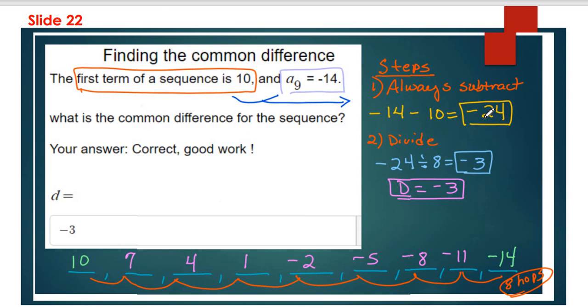Now, once you get this number, the second thing you're going to do is divide by the number of hops or steps it takes to go from the first term to the last term. And so I'm going to count 1, 2, 3, 4, 5, 6, 7, 8. It takes 8 jumps, 8 hops, 8 steps, whatever you want to say, to go from the first term to the last term. So I'm going to take whatever you get when you subtract and divide it. And I have a negative 24 divided by 8 gives you a negative 3. So my common difference right here is a negative 3.